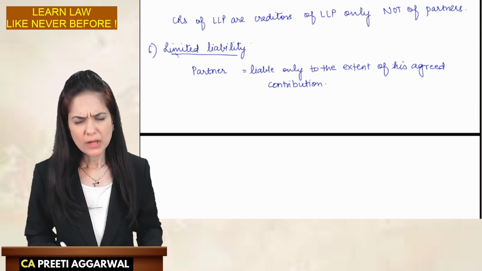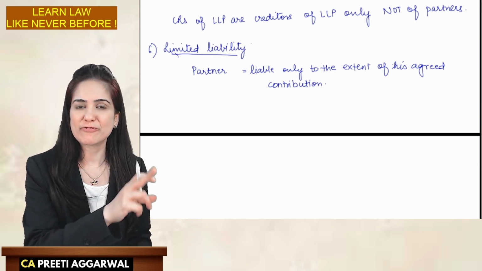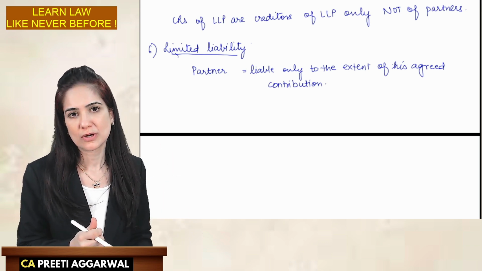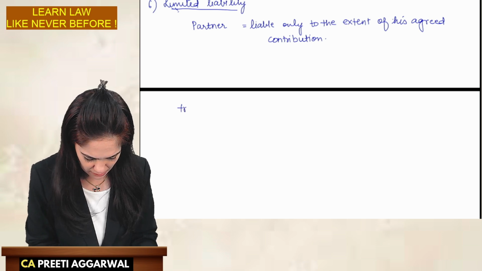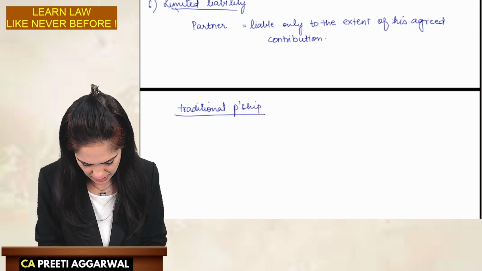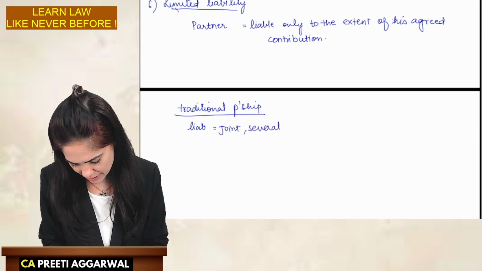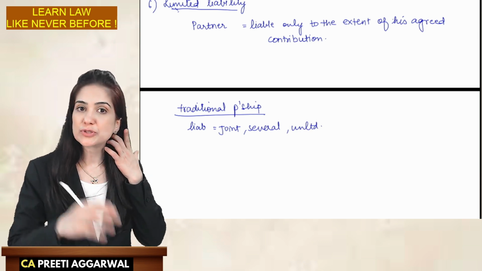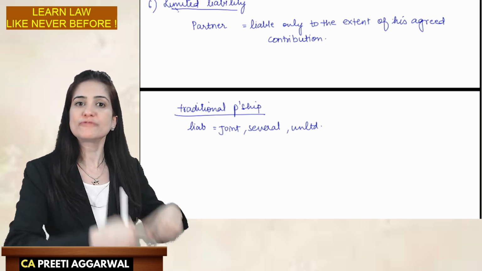Now, in case of partnership firm, liability is joint, several, unlimited. I am liable not only for my share, but for share of other partner also. So in this case, if I say in traditional partnership, okay, in traditional partnership, the liability is joint, several, unlimited. Joint means we are jointly liable. Several means we are individually liable. So I am liable not only for my act, but also for the act of other partners.